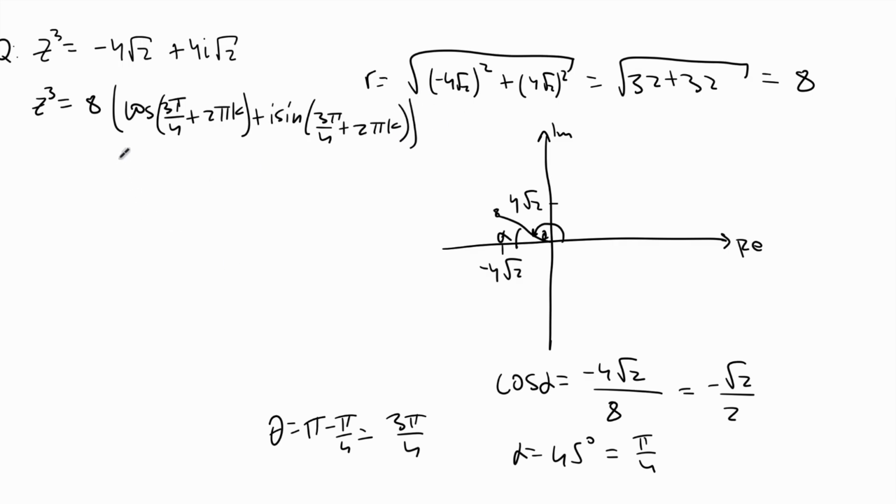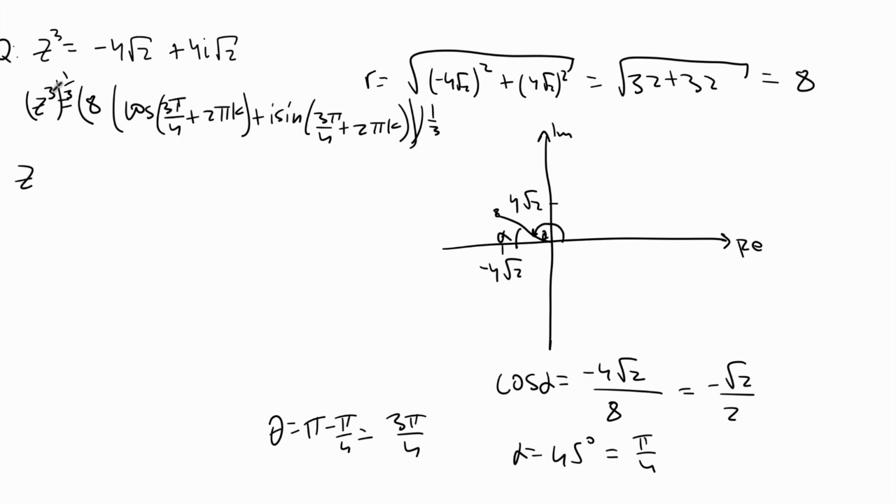Alright, now that we've expressed this in the polar form, let's go ahead and find an expression for the solutions. Let's find z, to be more specific. To find z, I'm going to raise this entire expression to the power of 1 over 3, and obviously I'm going to use De Moivre's theorem once again, as shown in the previous example.